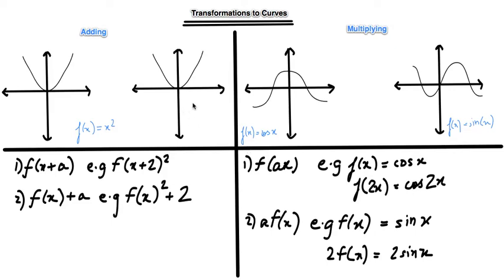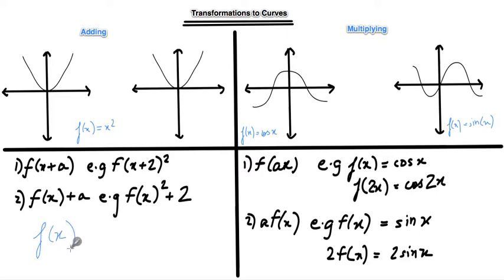Hello everyone, welcome to a tutorial on transformations to curves. There are four basic transformations to curves, and these can be split into two categories, adding and multiplying. In adding, you have two kinds of transformation. One is of the form f(x) + a, and the other is f(x + a). This is all acting on the parent function f(x).